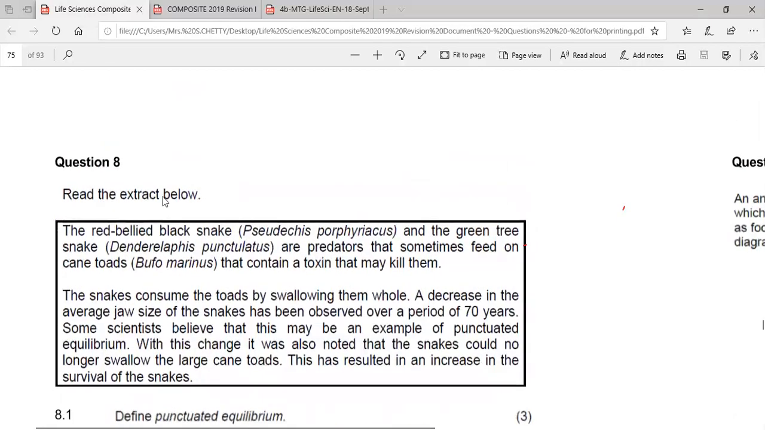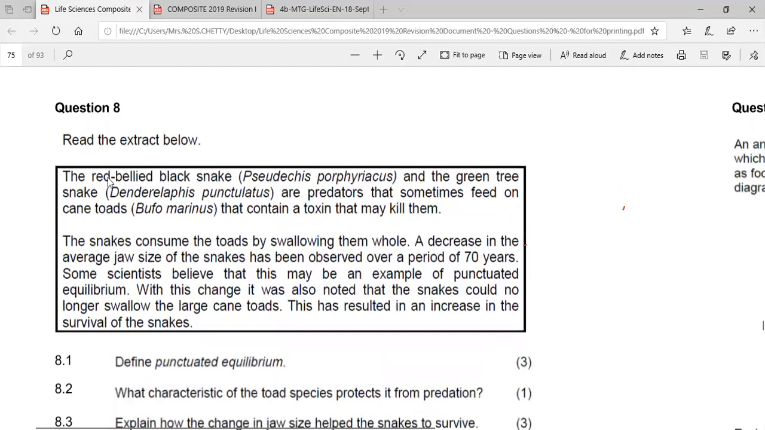What did the question say? Read the extract below. The red-bellied black snake. Sometimes when they give you all these scientific terms, they just confuse you. Please, you don't even have to read those scientific terms, neither must you try and pronounce them, especially not under exam conditions. A red-bellied black snake and the green tree snake are predators that sometimes feed on cane toads.